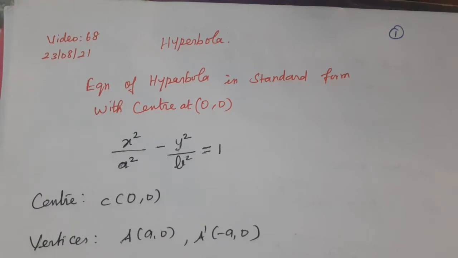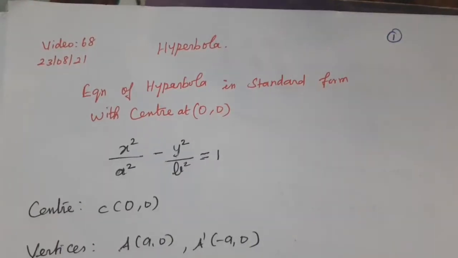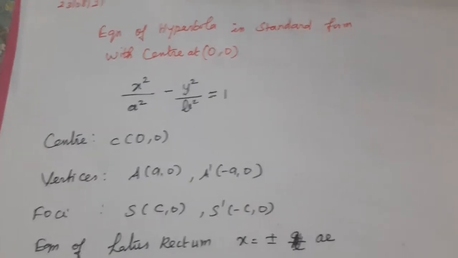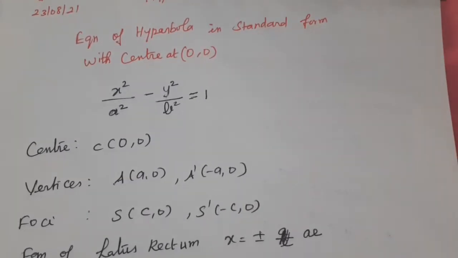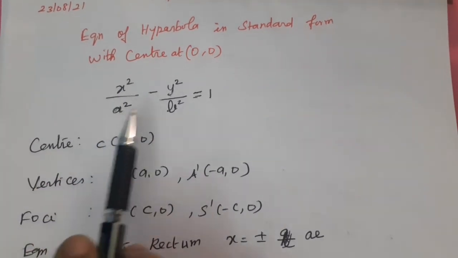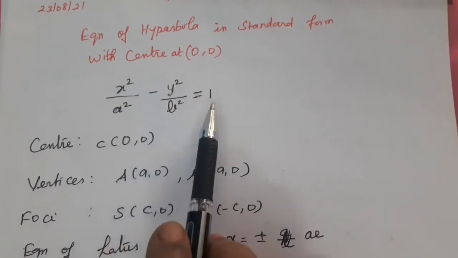The equation of the hyperbola in standard form with the center 0, 0. That is, center is nothing but what? Origin. The equation of the hyperbola in standard form with the center at the origin: x square by a square minus y square by b square equal to 1.